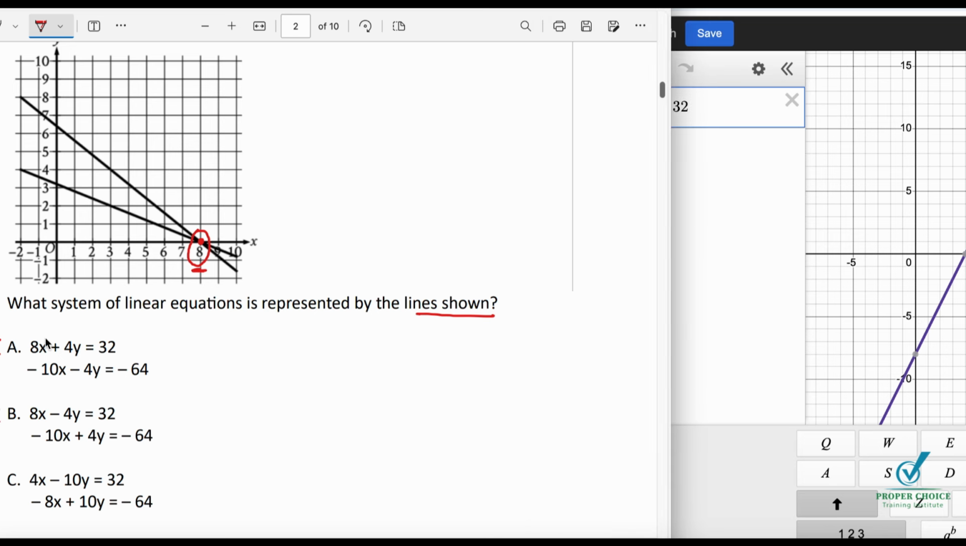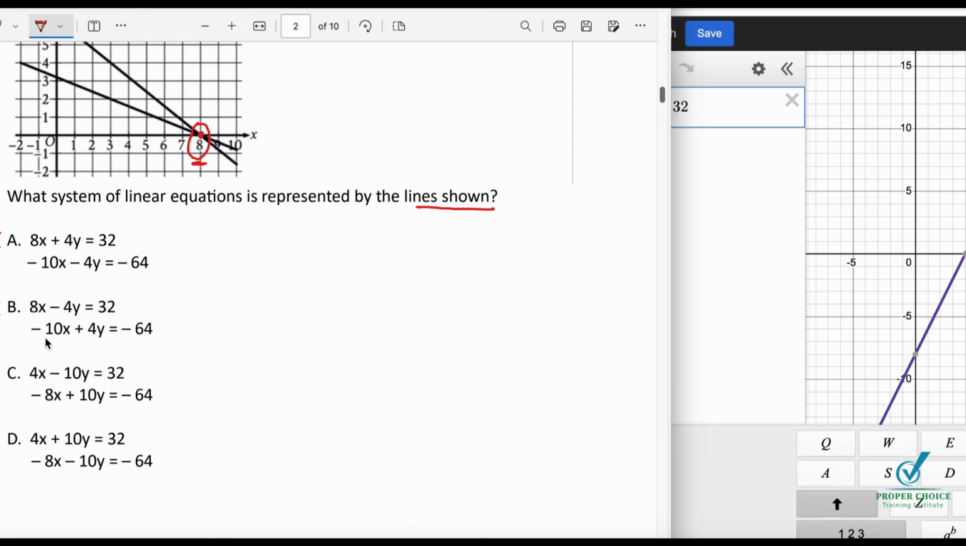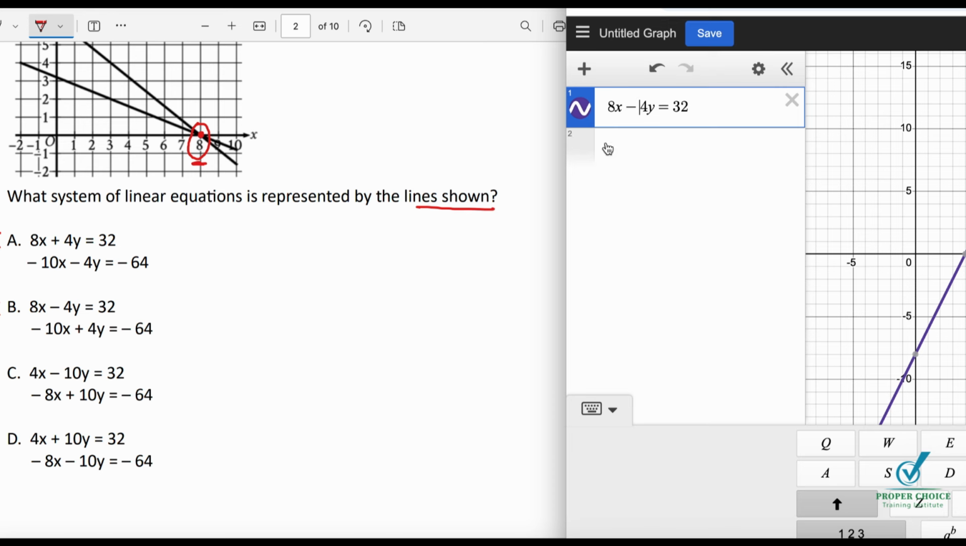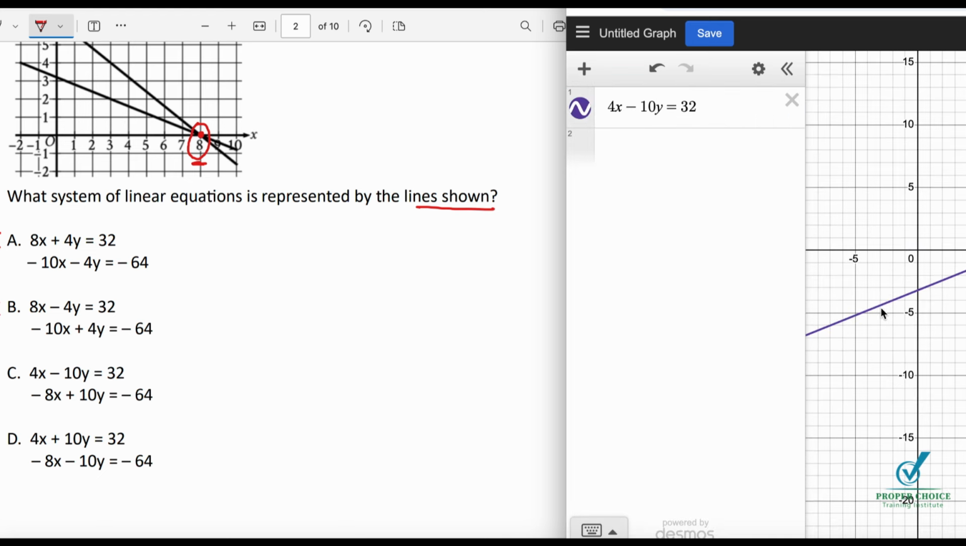Now let's check option C. What does option C say? 4x minus 10y equals 32. Sorry, this is in the same way as option B, because the lines are going in the opposite way. They're supposed to go like this, but it is the opposite. So C is also not true.